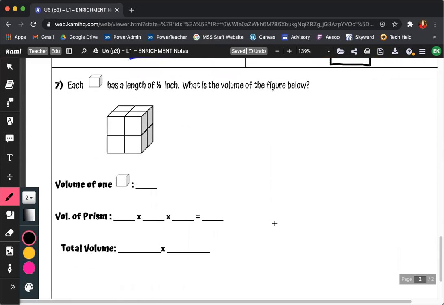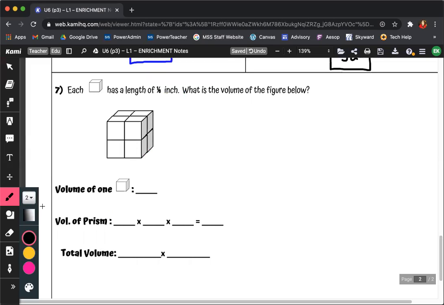Let's try one more of these. Each cube has a measure of, I think that says 1/6. So it's going to be 1/6 times 1/6 times 1/6, which is 1 over 216. It's a big number, but you can use a calculator for that.